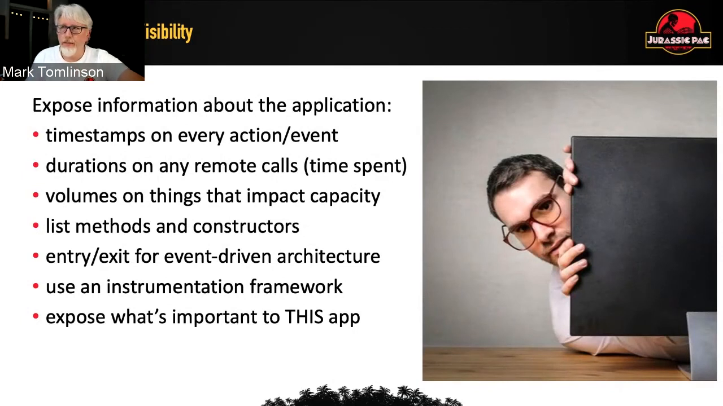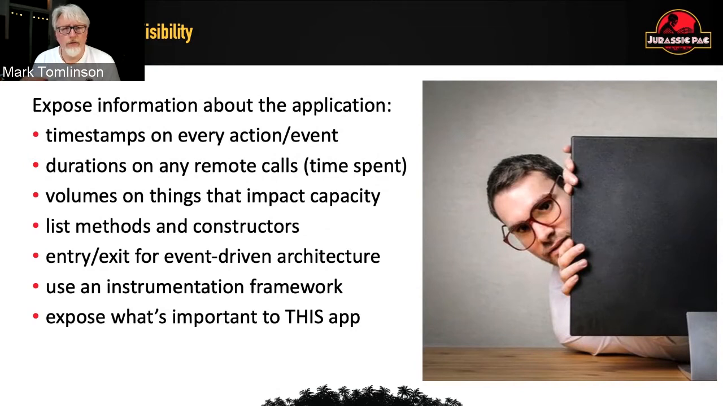Exposing information about the application means timestamps on every action, durations on remote calls, meaning how much time is spent, and volumes on things that impact capacity, such as how many bytes came to and from. Network capacity is a really good one. Memory, too: how big are the objects flushing through cache.